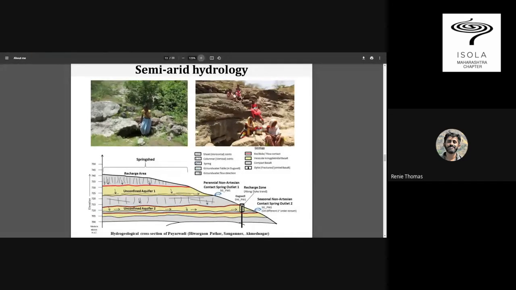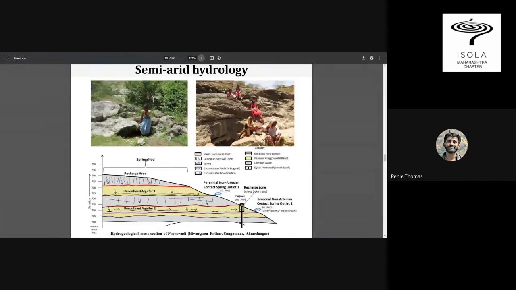This cross section is of a site in Ahmednagar, quite close to Sangamner. There are two springs, and the two photos depict the same cross section. One is the perennial non-artesian contact spring outlet, the one with the photograph on the right, where communities have to sit the whole day to collect water, and even kids are there. They are skipping school, because this is something where we often say education for all, so they will have access to basic facilities, but it's not true.